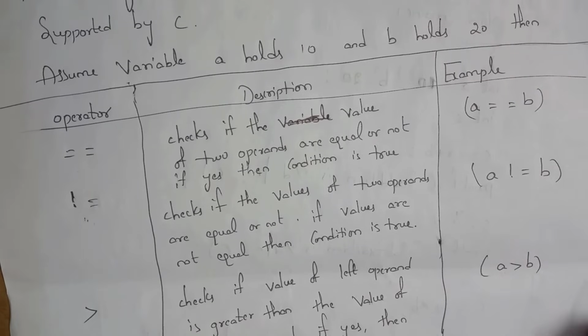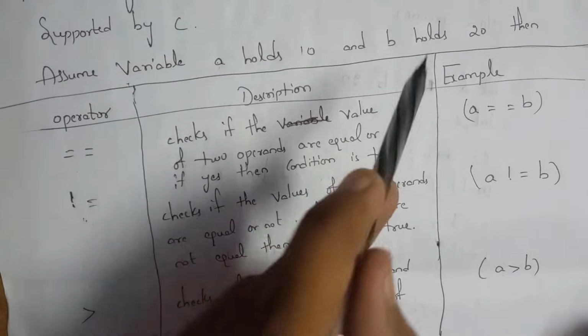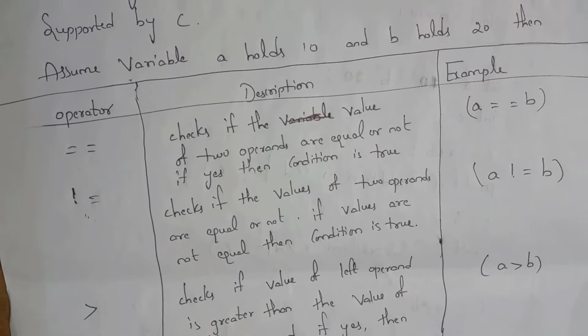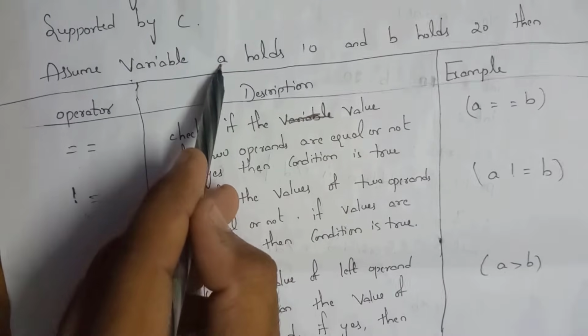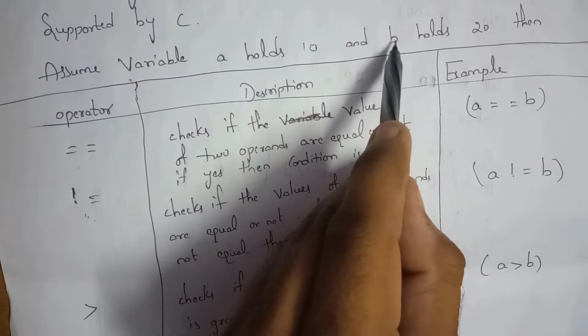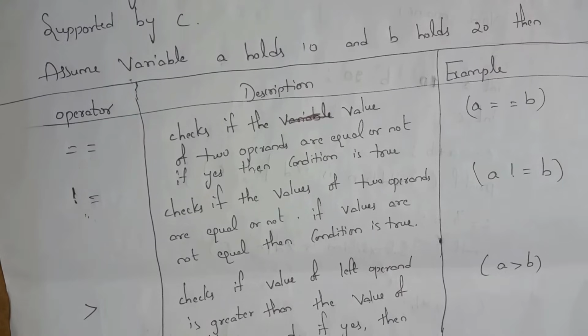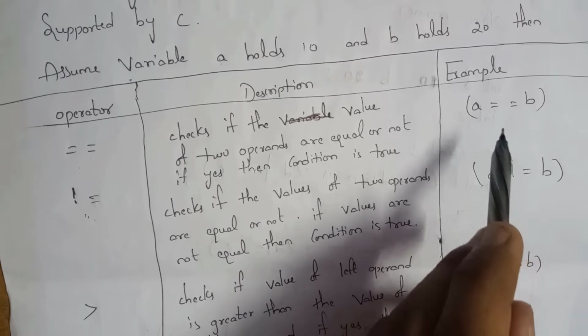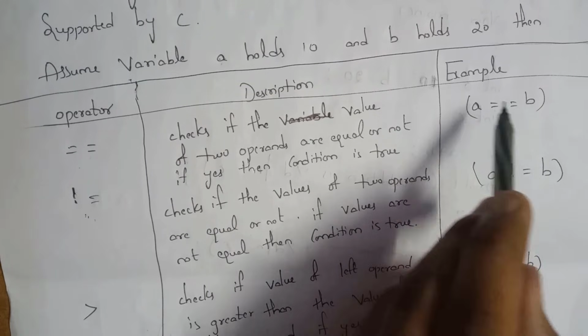Let us consider two operands where a holds value 10 and b holds value 20. At first I will explain what is use of is equal to operator. Is equal to operator is used to check whether value of operand a is equal to value of operand b or not. If value of a is equal to value of b, then this condition is true. This is how we represent is equal to operator, that is a double equal to b.